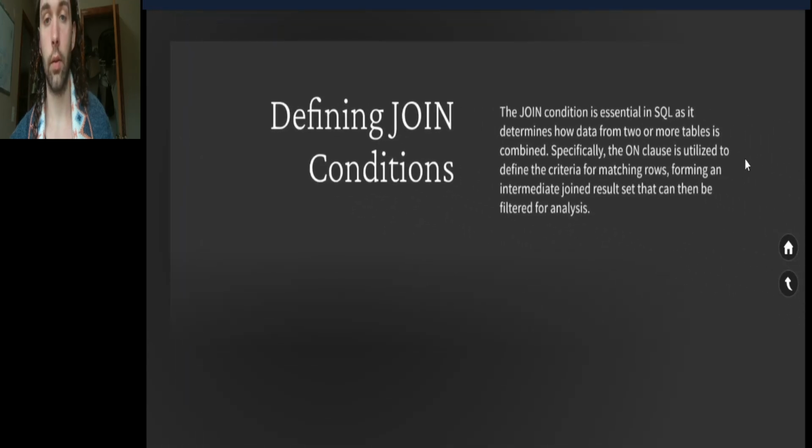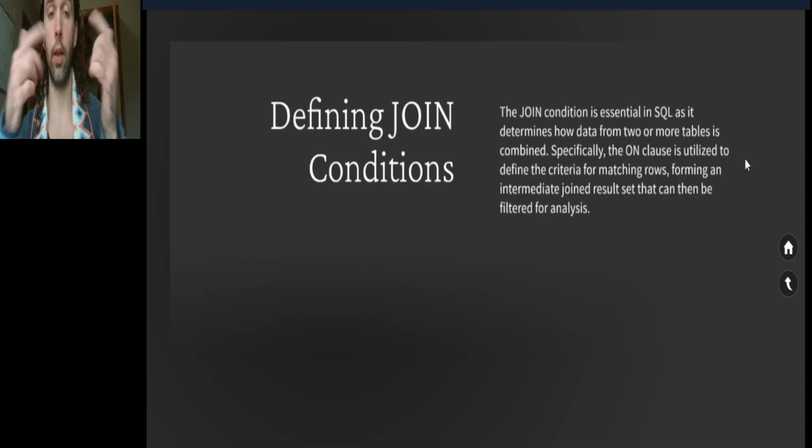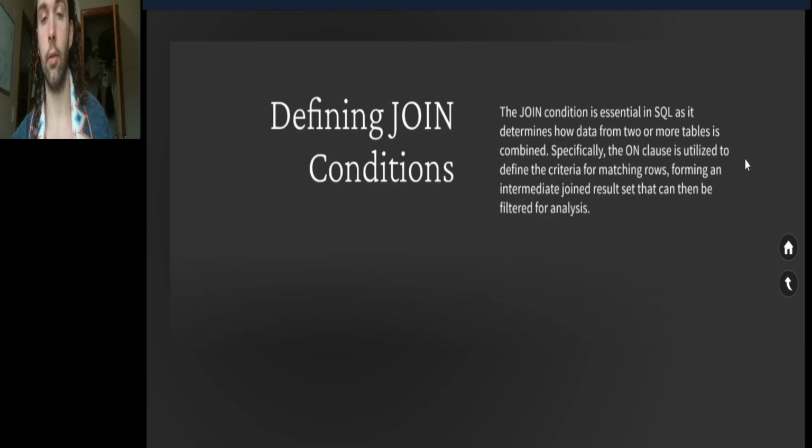Defining join conditions. A join condition is essentially equijoin versus non-equijoin again. Use the on clause. On basically says, how do I glue these together? How do I put this data together?